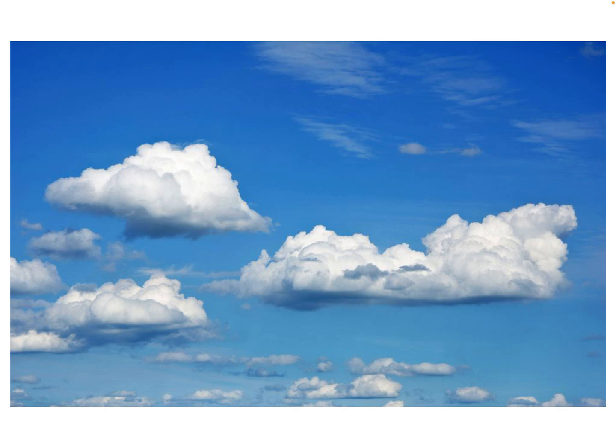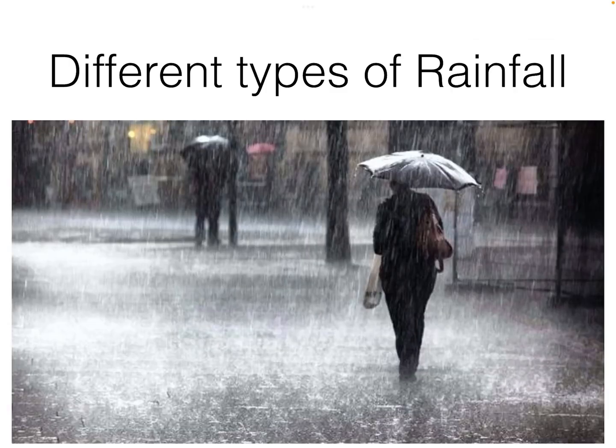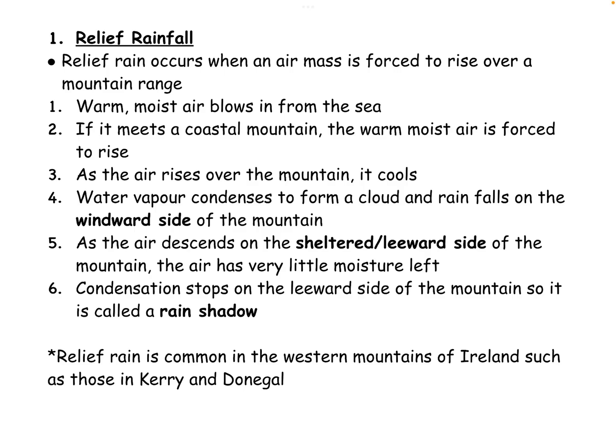Cumulus can vary. They're fluffy. They're found at medium height. If they're white fluffy, they bring fine weather. Dark fluffy clouds, they bring precipitation. Okay? And on to the three different types of rainfall.